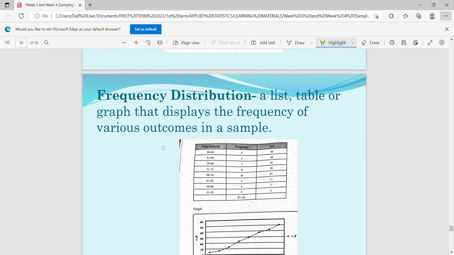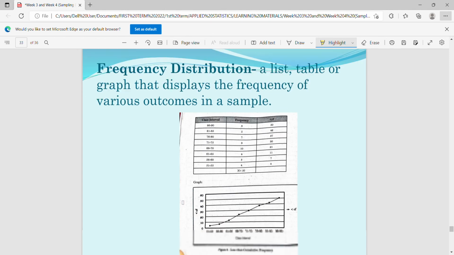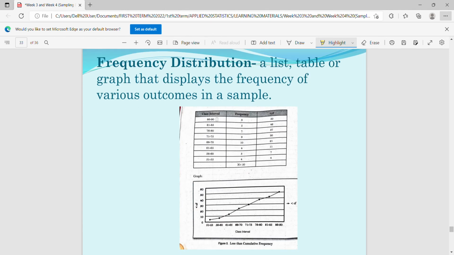As I have discussed in central tendency, for the grouped data, we presented the grouped data in the form of a frequency distribution table. Yan ang forma niya. Makakita tag mga class interval, frequency, and the greater cumulative frequency. So mao ni ang frequency distribution table, and the frequency distribution graph is kanina sa ubos.